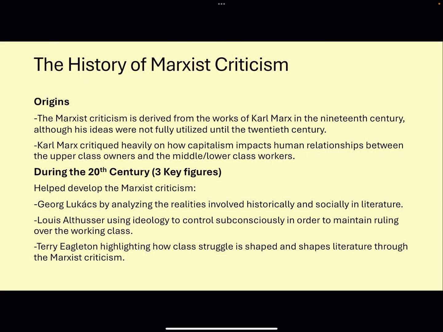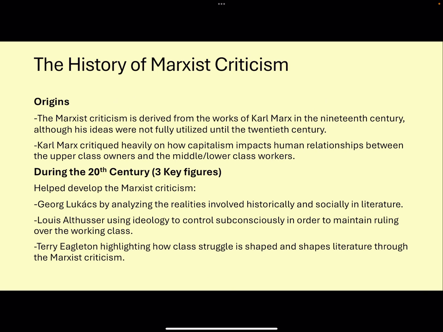Now let's take a look at the history of Marxist criticism and where it comes from, the origins. Marxist criticism is derived from the works of Karl Marx in the 19th century, although his ideas were not fully utilized until the 20th century. Karl Marx critiqued heavily how capitalism impacts human relationships between the upper class owners and the middle or lower class workers. During the 20th century, three key figures helped develop Marxist criticism.